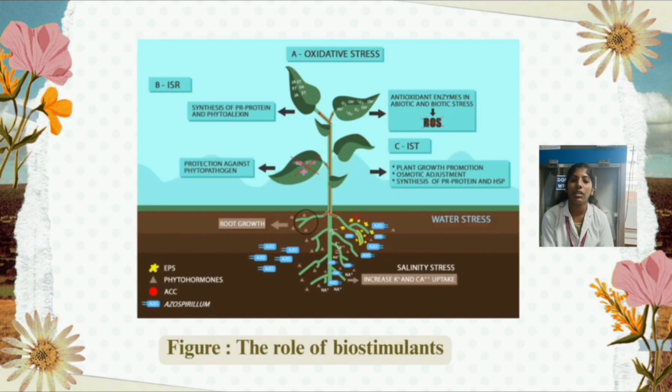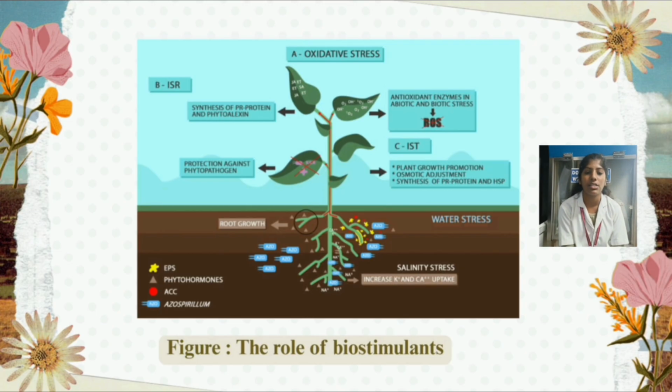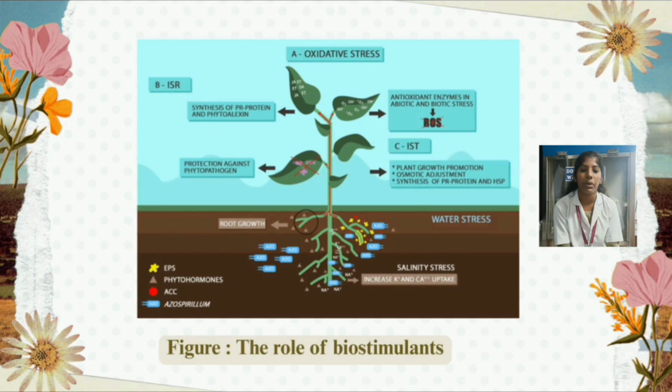The picture showing the role of biostimulants. In this diagram, we can see how Azospirillum plays an important role in supporting plant growth under stress conditions. At the root level, Azospirillum helps in producing phytohormones, exopolysaccharides, and ACC deaminase, which together promote root growth. This improves nutrient uptake and helps plants tolerate salinity stress by increasing potassium and calcium absorption.